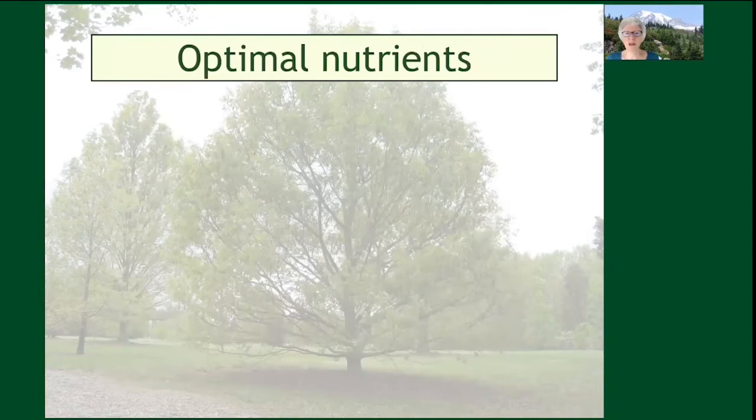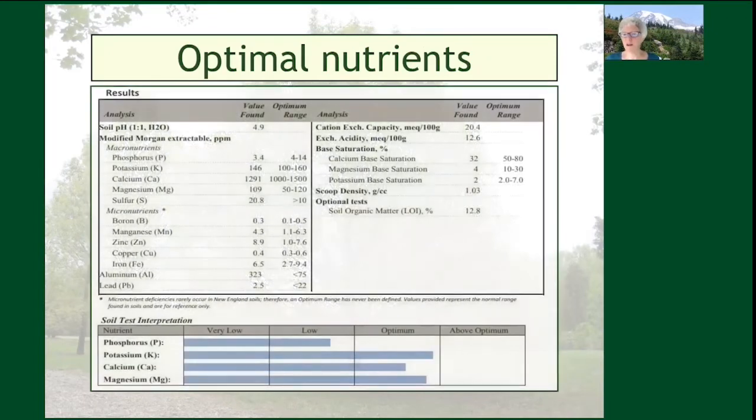Okay, now we're going to compare this to some place where we've got optimal nutrients. You'll see here that everything except for phosphorus is optimal. The potassium is optimal, calcium is optimal, magnesium is optimal. Phosphorus is a little bit low, and you can go over here in the left-hand column and you can see the actual numbers. But look what the organic matter is.